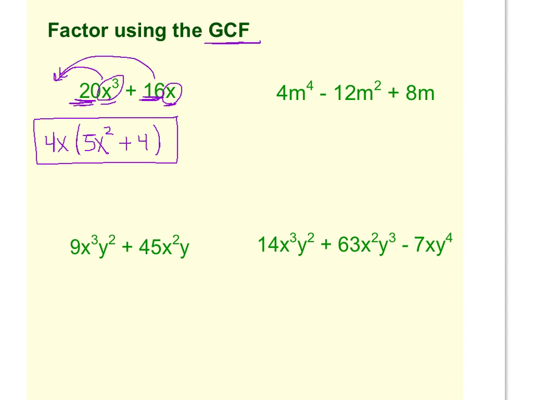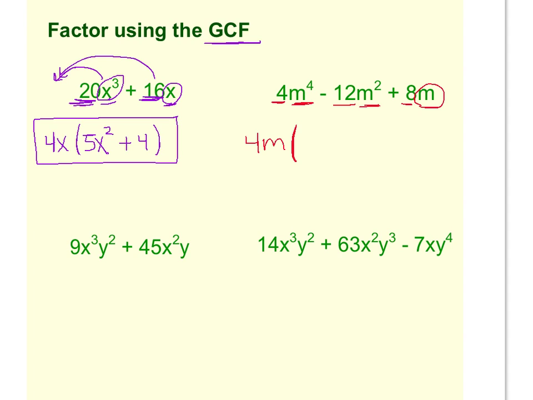All right, next example, greatest common factor. First look at your numbers. You have a 4, a negative 12, and an 8. The biggest number that fits into all 3 of those is 4. And then how many m's do all 3 terms have in common? Well, here's an m to the 4th. They don't all have 4 m's. Here's an m squared. They don't all have 2 m's. Here's just an m. All 3 terms have an m to the first power. So 4m is our GCF.